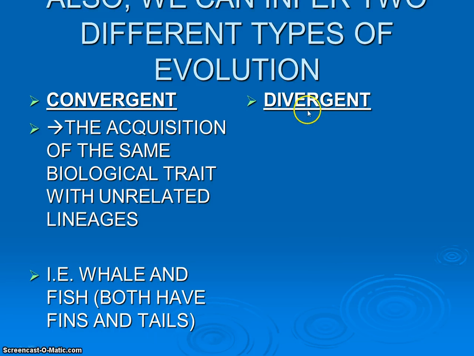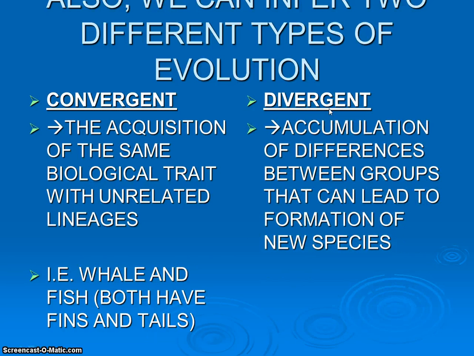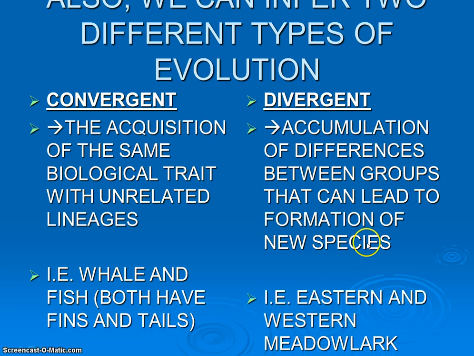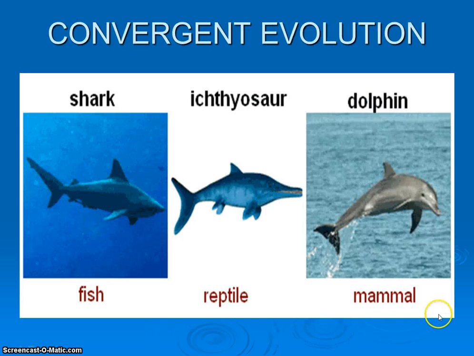Now, most of the evolution we think of is divergent, and that's like what we just looked at, this gradualism or punctuated equilibrium. We accumulate differences between groups that leads to the formation of new species. And a great example that we can see right now in history is the eastern and western meadowlark, which we'll look at in a second. So, really quickly, convergent evolution, here's a great example. A fish, a reptile, and a mammal. Not at all really related, but you can see they have some very similar traits: tails, pectoral fins, dorsal fins, mouths, eyes. They are not related in terms of evolution and ancestry, yet they have evolved these similar traits convergently, all because they are aquatic, and this guy's extinct.